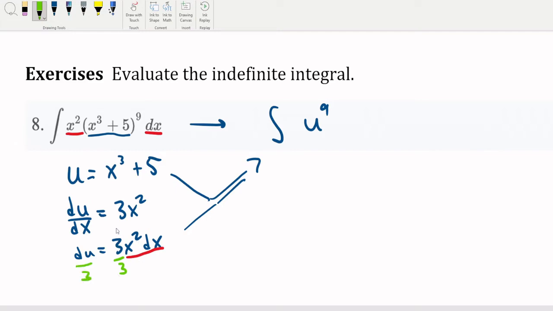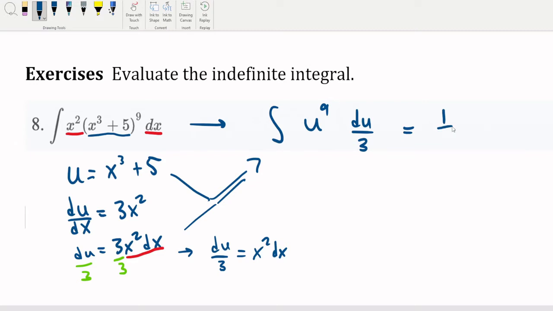So what eventually is this going to give me? Just to write it out so you can see it again. This really is the same thing as du over 3 is equal to x squared dx. Now guess what? x squared dx can become du over 3. I have no more x's, and look at this integral. Wow, that's a lot simpler.